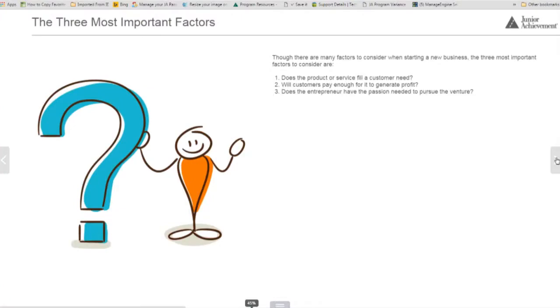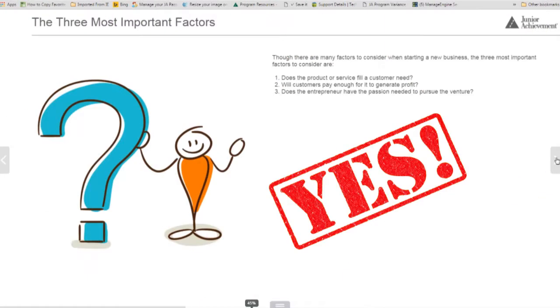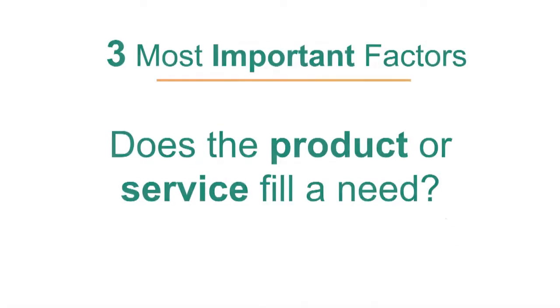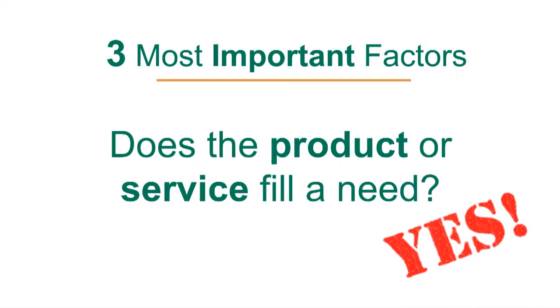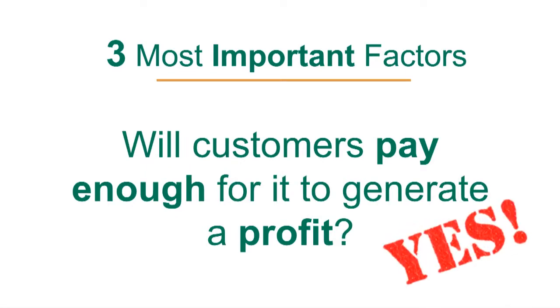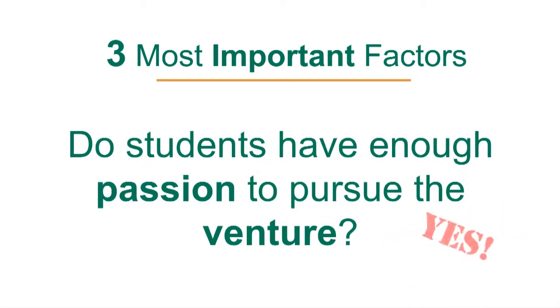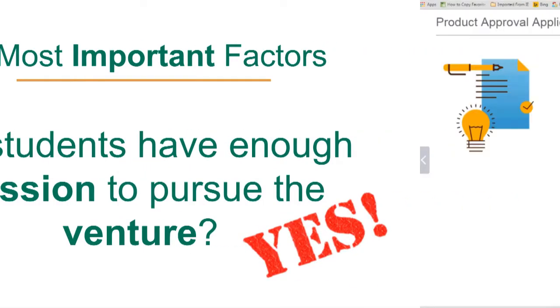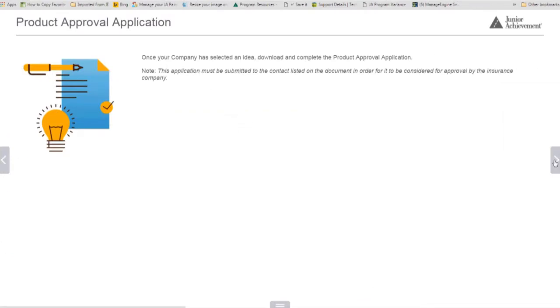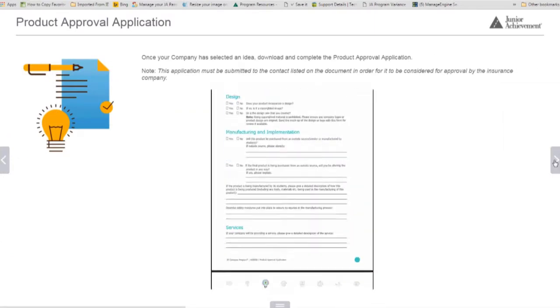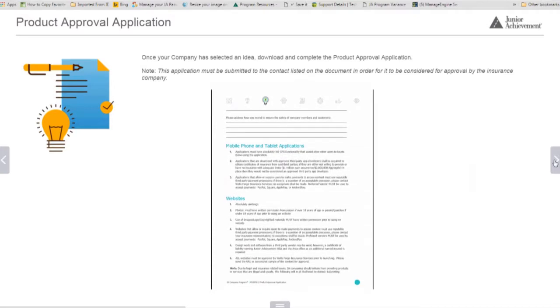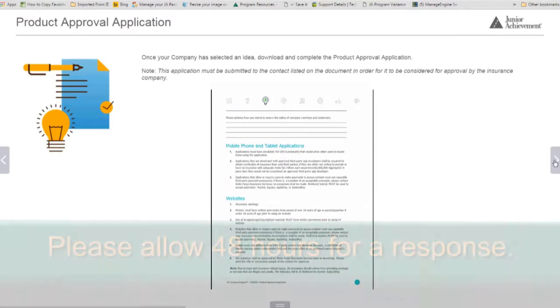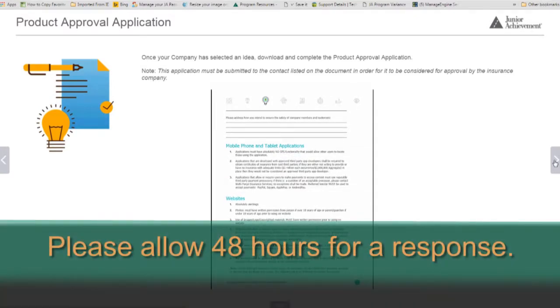Go back to the 3 questions introduced in Meeting 1. Students should all be able to answer yes to these questions. Yes, our idea fills a need. Yes, people will buy our service or product. And yes, we are passionate about it. Have students complete the product approval form, and when complete, submit it to be considered for approval by the insurance company. Please allow 48 hours for a response.